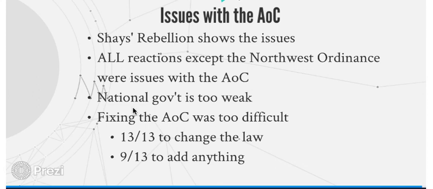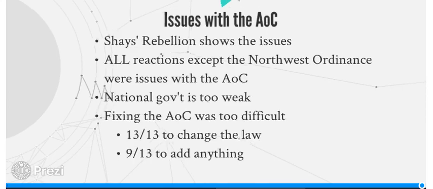Basically, he shows us that we have no national taxes, and he gets away with it because we have no national courts. Nobody comes to stop him because we have no national military. There are all kinds of things that are wrong with the AOC, and Daniel Shays and his little nonsense show us this. All reactions to the British monarchy, except for the Northwest Ordinance, were issues with the AOC. We realize now that the national government is way too weak. Fixing it is going to be difficult.